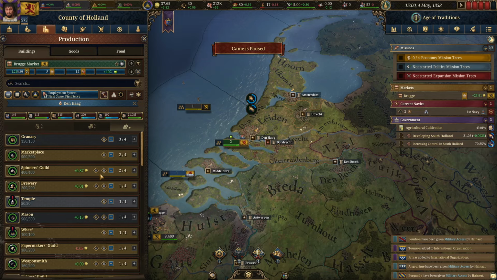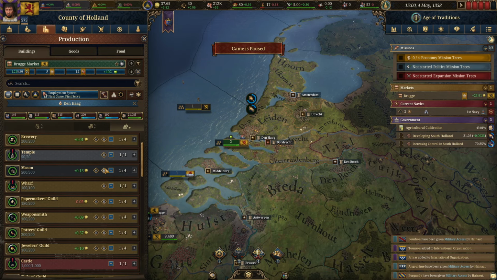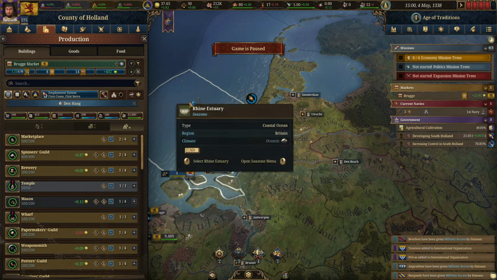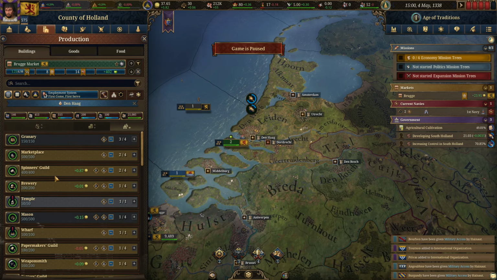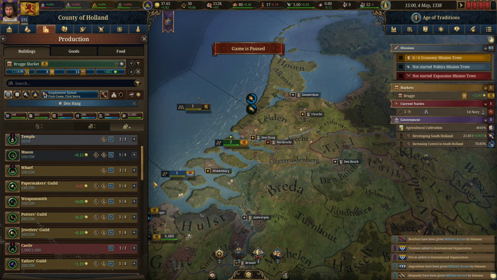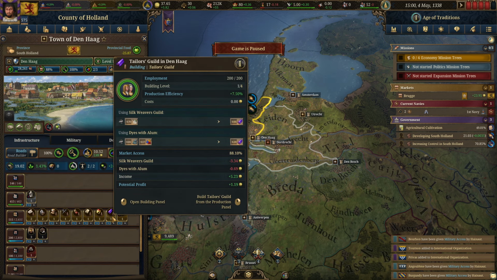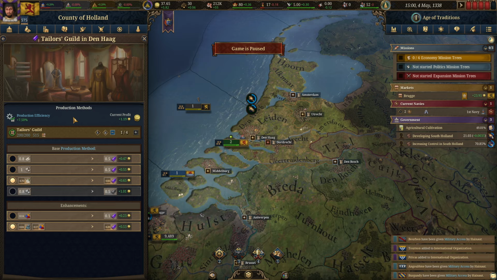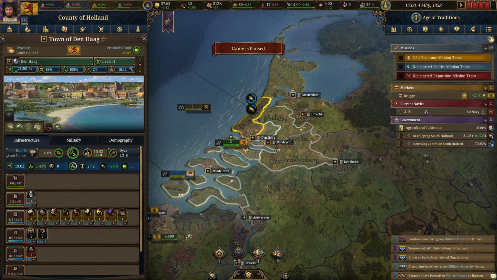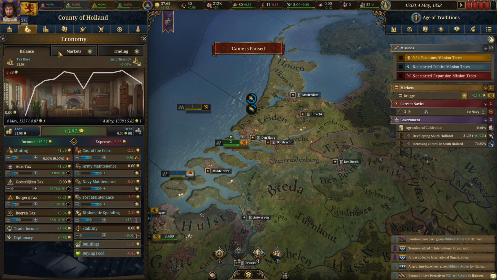To give you a more impressive example on the other end, where is it here? Paradox Games at their best here. The Tailors Guild, they produce the fine cloth, and this is where we have a really high demand in the market.